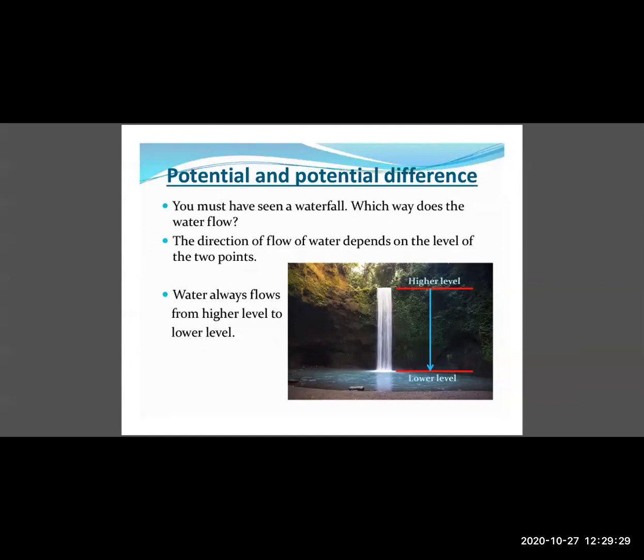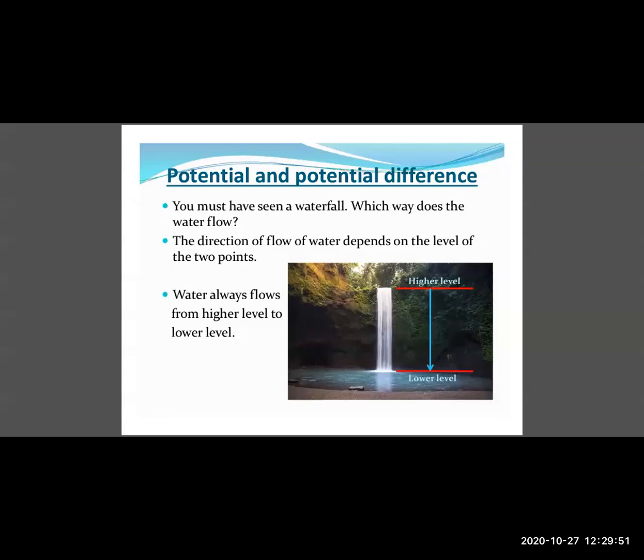As we have seen in the previous chapter, water will always flow from a point of higher potential energy to a point of lower potential energy. The higher potential energy is at a point where water is at its highest level. As water goes down, it falls downwards, converting the potential energy to kinetic energy. So water will always flow from a point of higher level to a point of lower level.